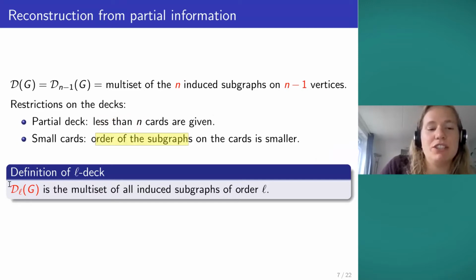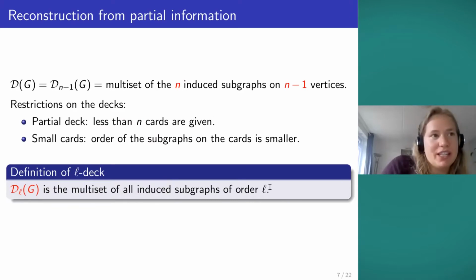So here I'm introducing the L-deck, which is the multiset of all induced subgraphs of order L. And again, it's quite a natural question of how small you can make these subgraphs and still determine properties of the graph. I think that's quite a natural question in its own right.